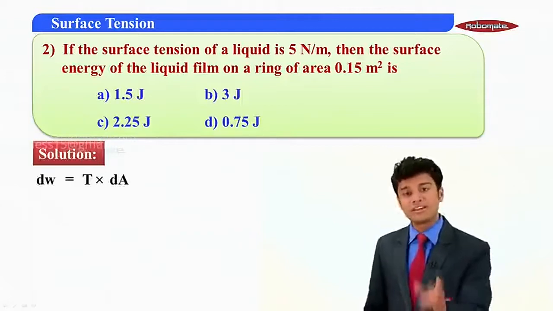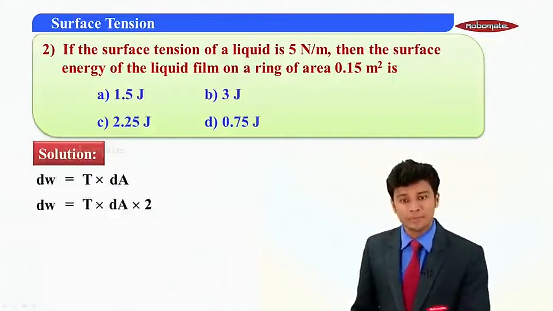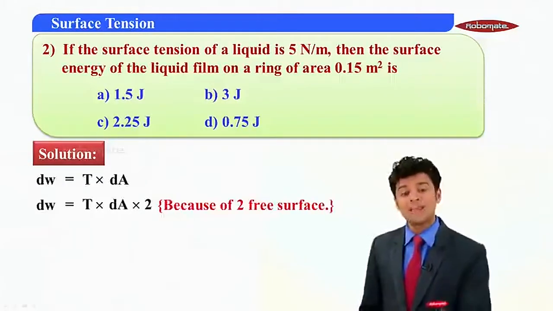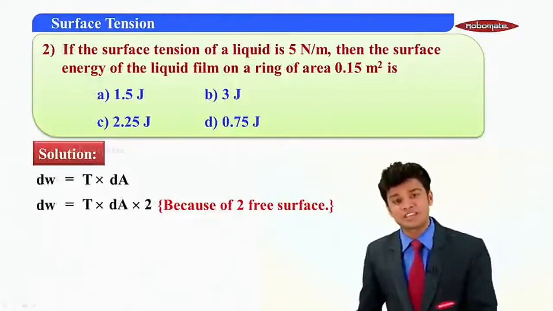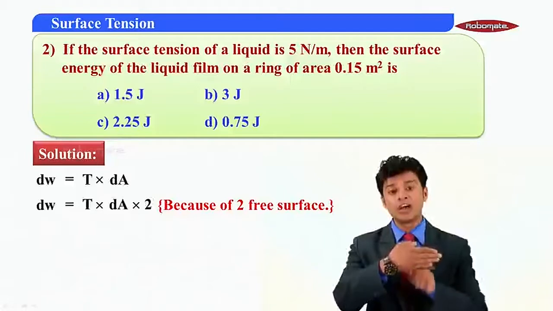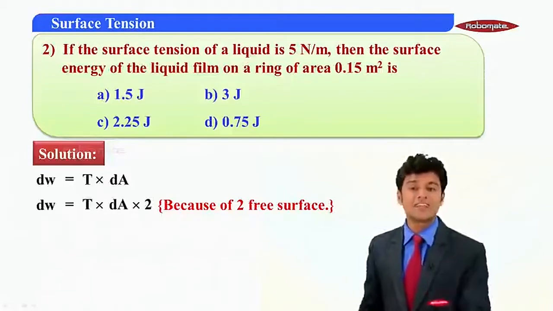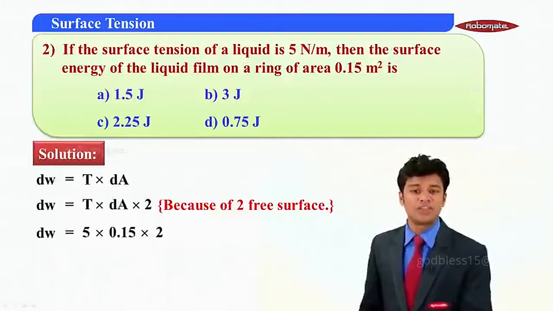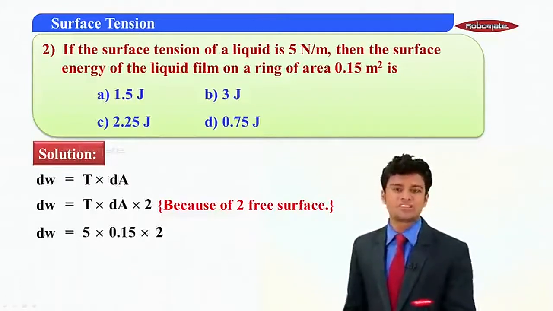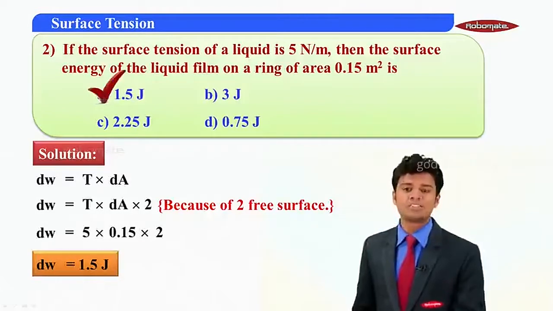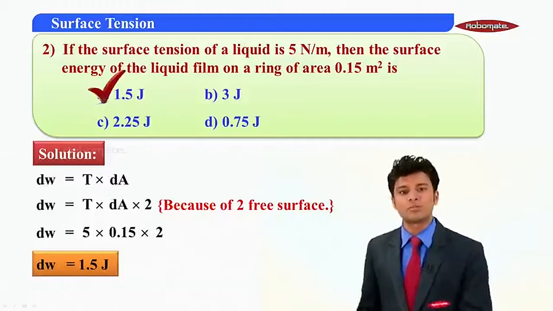Now class, we know that dW is equal to T into dA. But when we talk about a ring, the formula gets multiplied by 2. Why? Because of two free surfaces, class. A ring has two free surfaces, one on the front side and one on the back side. So since the ring has two free surfaces, the formula gets multiplied by 2. The tension is given to us as 5, and dA is the change of area, which is nothing but 0.15 meter square into 2. So I get dW is equal to 1.5 joules, and that is nothing but option number A.